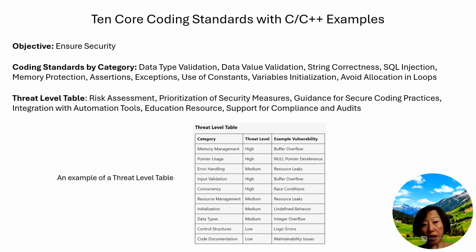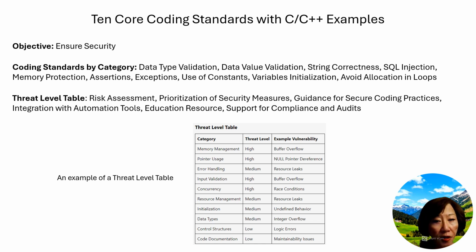You want to integrate automation tools to automate the detection and fixing of these vulnerable code areas, the coding areas that we're going to look at, the 10 of them here. This table also serves as an educational resource, raising awareness among developers about the various types of security threats and their implications. It encourages continuous learning and improvement in secure coding techniques.